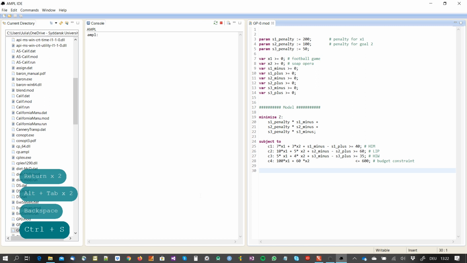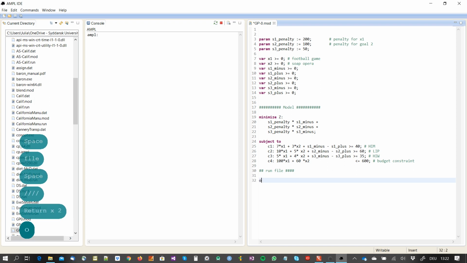Now I put together also the run file, so you can put the whole model together with the data in the model file. So I write run file, as long as it works, it's fine. So we use option solver Cplex to solve the model. We define our solve command.